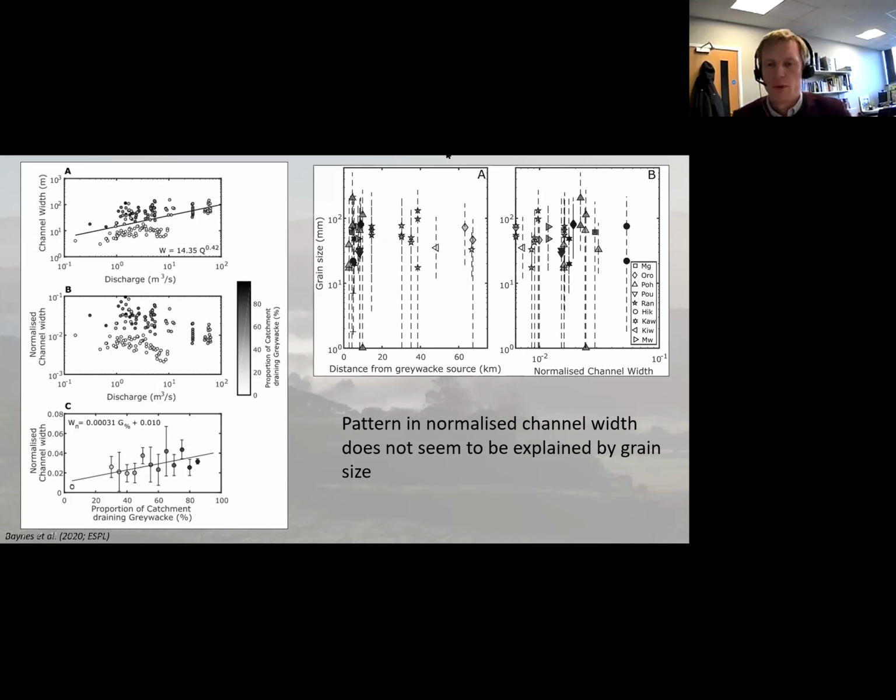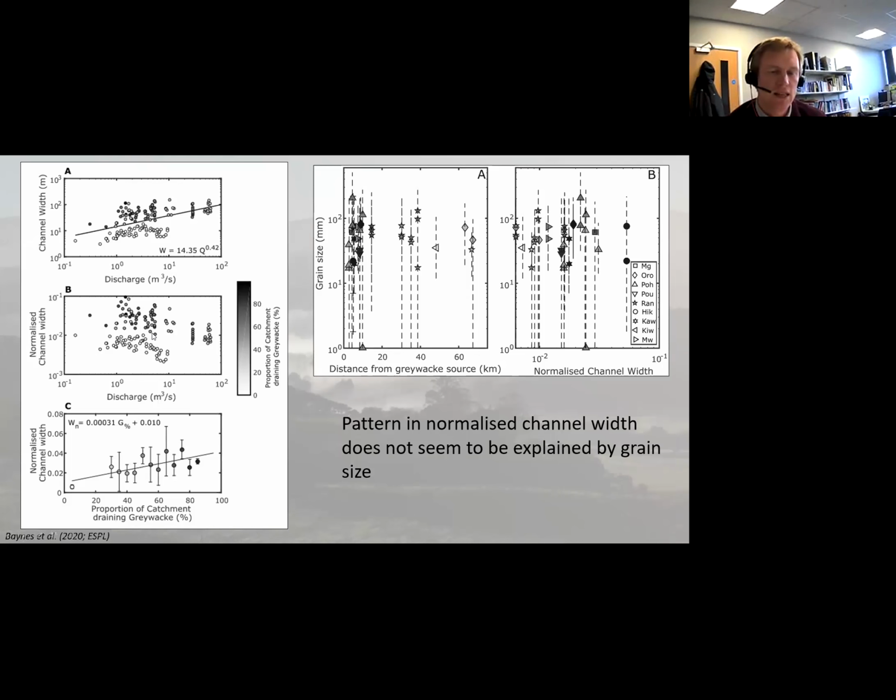And what we have plotted here is the distance from the greywacke source along the x-axis and then the grain size. So it's a bit of a messy plot, I'm sorry about that. But the points are the D50, and then the dashed lines are the range from D10 to D90. So across even the coarsest grains and the D50, there's no obvious trend in downstream fining across this short distance from basically the front of the mountain range to the sampling location.